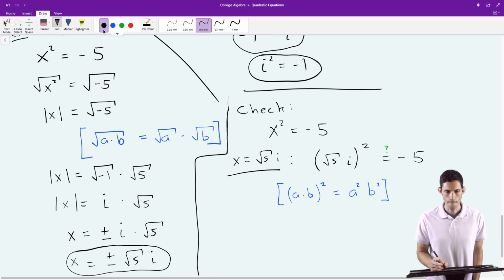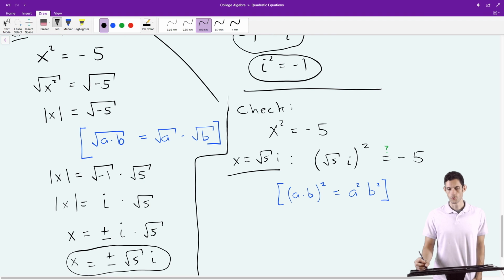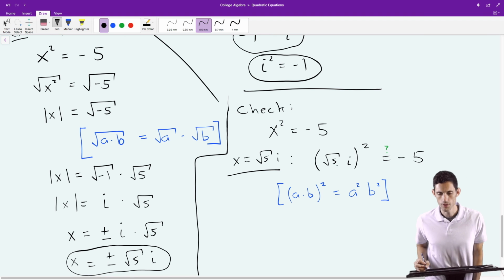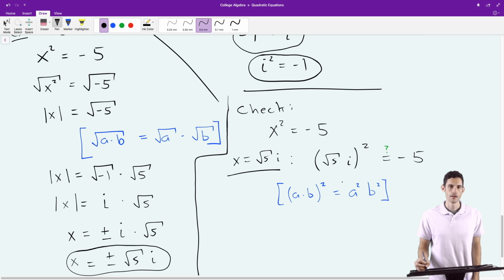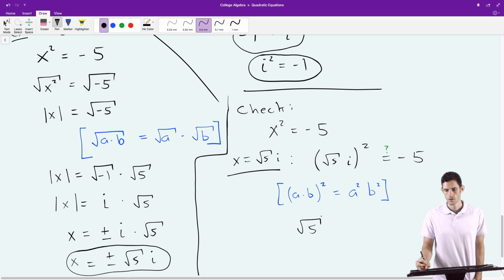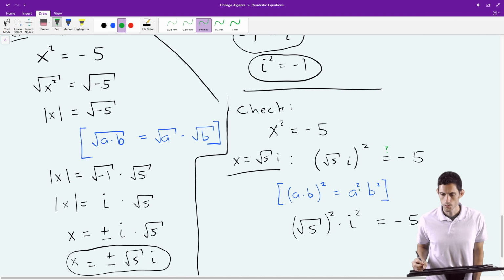So I'm going to use that to write, so I see two numbers here, the square root of 5 and i. So the square root of 5 is being squared and i is being squared. So I've got the square root of 5 squared times i squared is equal to -5? Question mark.